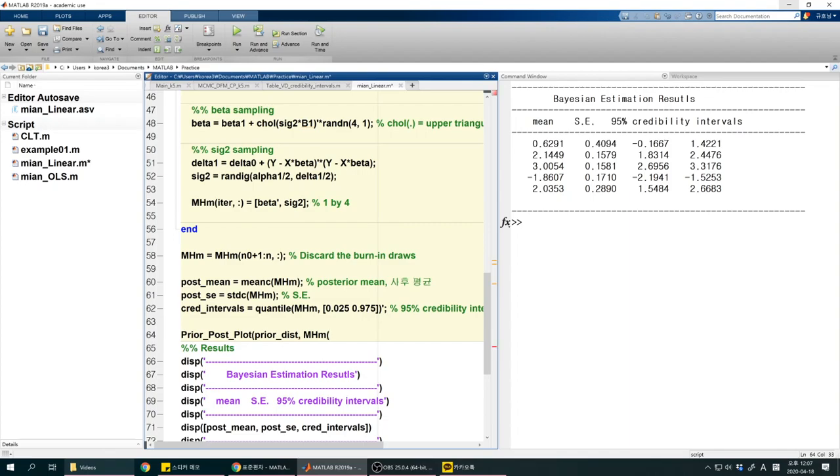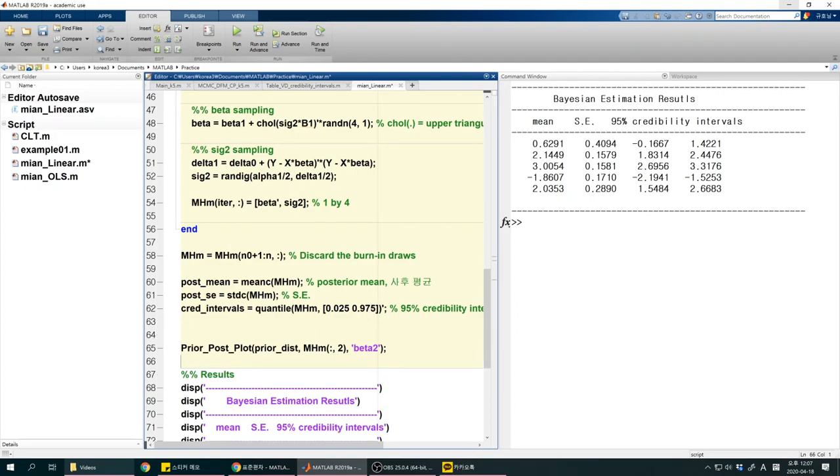So beta 2 is where? Colon, comma, beta 2 is where? This is the storage for posterior samples, right? The first column of the MHM is beta 1. The second column is beta 2, and the name is beta 2. Then that's it.